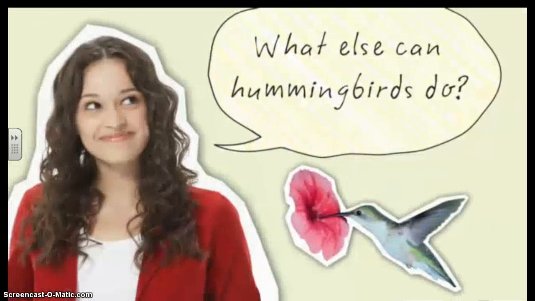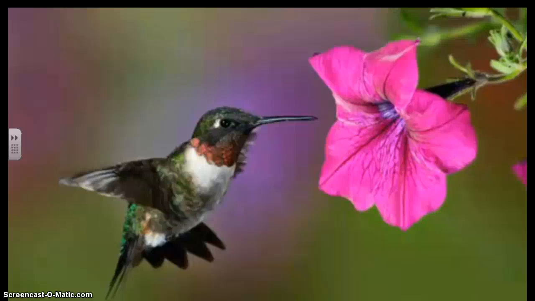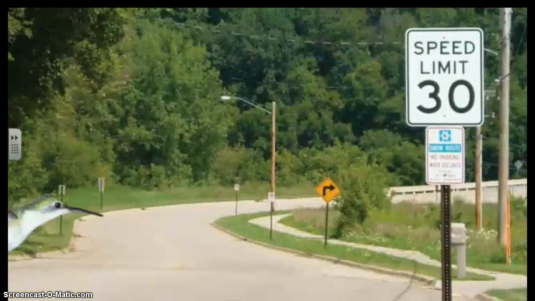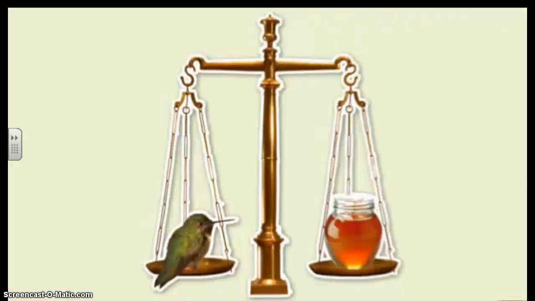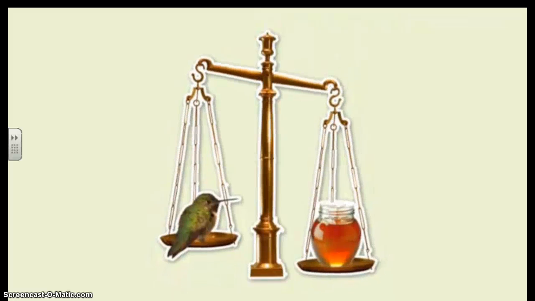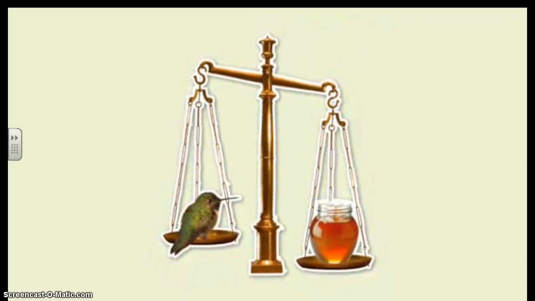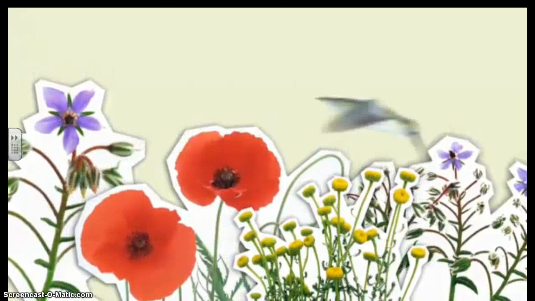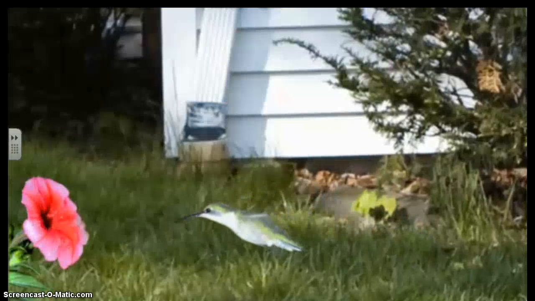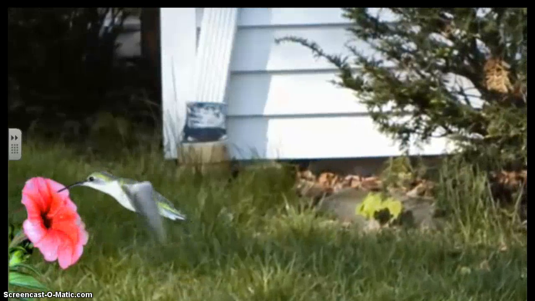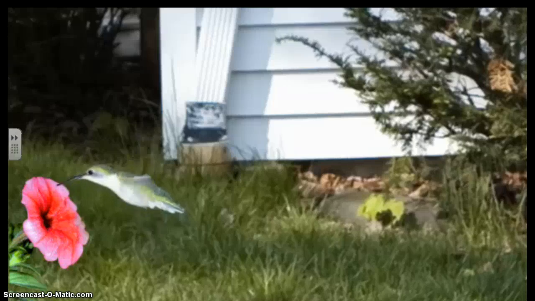What else can hummingbirds do? They take about 250 breaths per minute while at rest, fly an average of 25 to 30 miles per hour. And their bodies work so fast that they need to consume more than their own weight in nectar every single day. To do that, they'll need to visit hundreds of flowers. Do you know how to make a function table to find the number of times a hummingbird beats its wings for any number of seconds? Find out in this lesson.